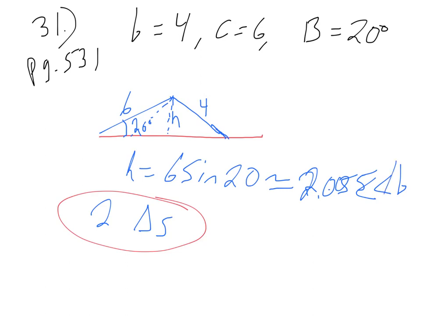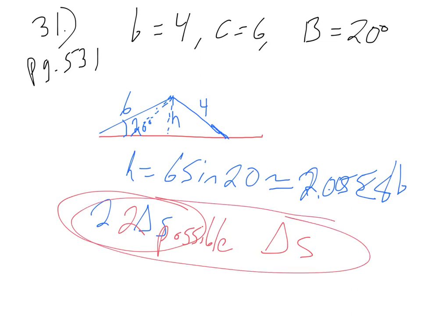6 sine 20 is about equal to 2.05, so h is about 2.05, which is less than b, which is equal to 4. That means b is long enough that you could draw it and it can connect over there, or if you switched it to the other side, you could connect down there. So you could make two possible triangles, one where b is here and one where b is here. If b was exactly equal to 2.05, there would be one right triangle, because it would be just long enough to touch the horizontal down here. And if b was any shorter than that, there'd be no triangles that we could make. So in this case, we have two possible triangles that could result from that angle and side configuration.